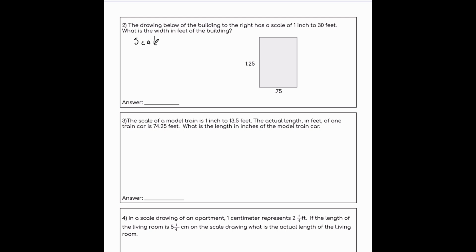Scale over actual equals scale over actual. All right, so in this case, the scale factor is 1 inch over 30. So scale factor, scale is 1 inch over 30. What is the width in feet of the building? The width in feet.